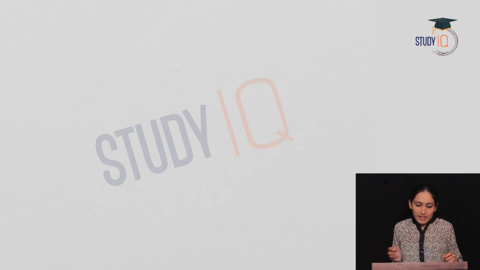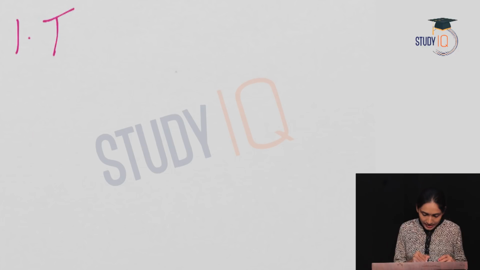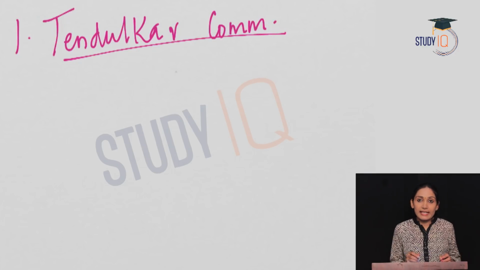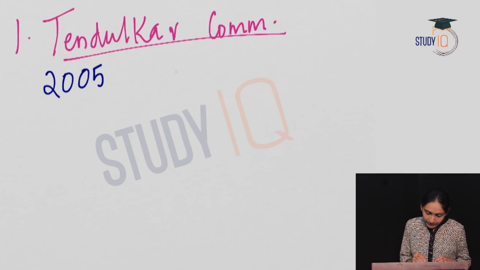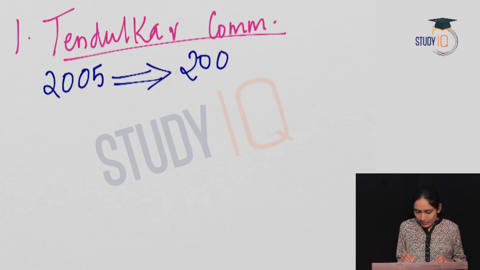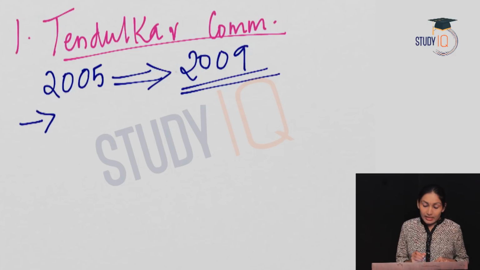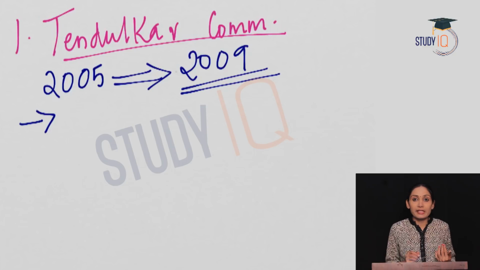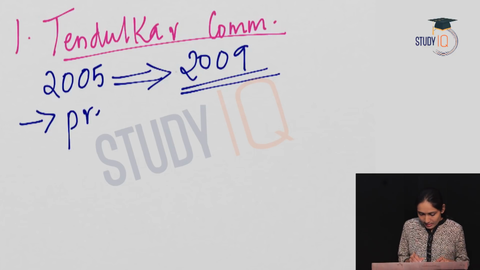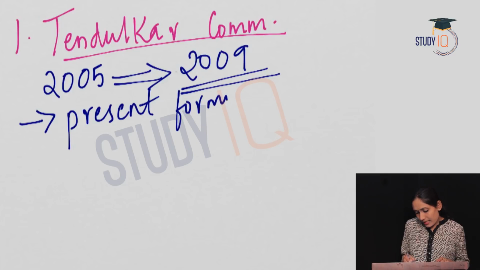So now let us see some reports of the committees of poverty estimation. First one is the Tendulkar Committee. This committee was set up in the year 2005 and gave its report in 2009. The recommendation of this committee is the present formula for poverty estimation. So this is the present formula for poverty estimation.